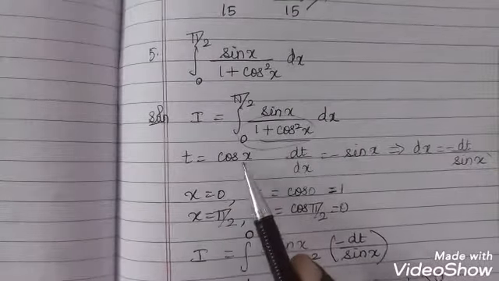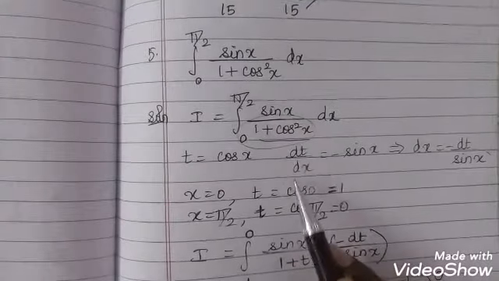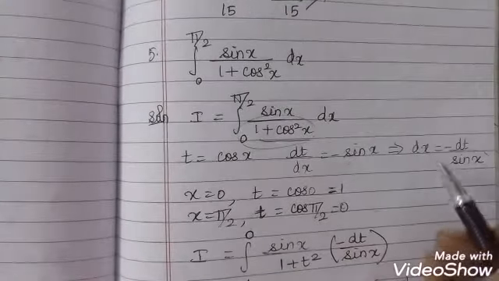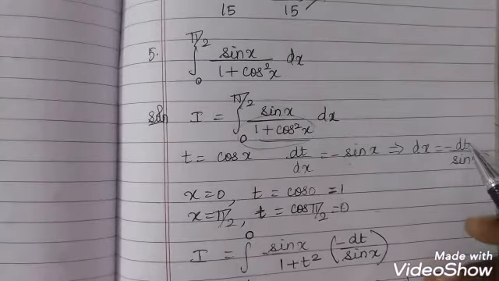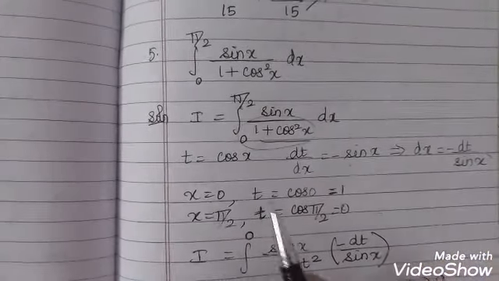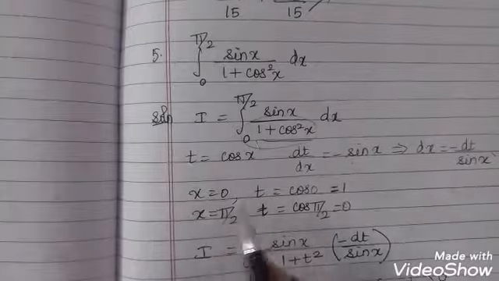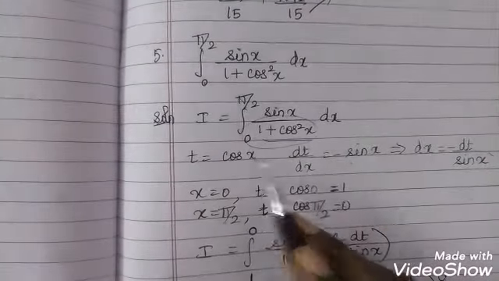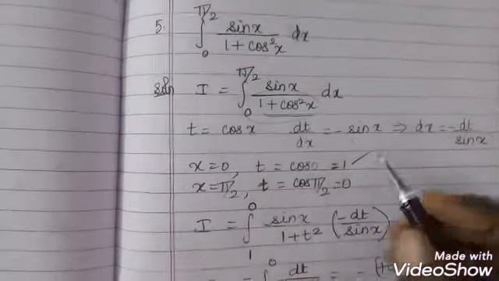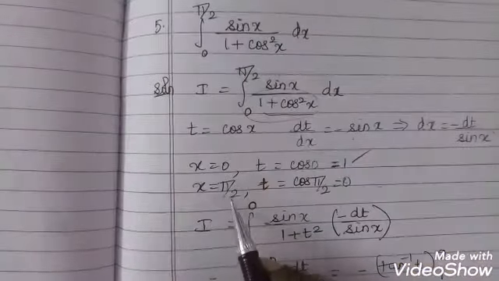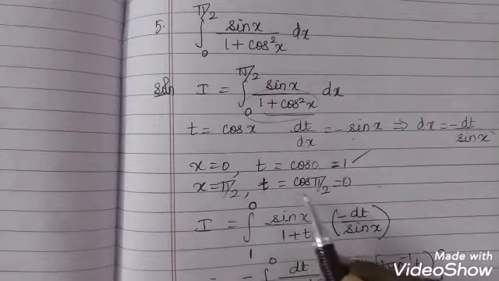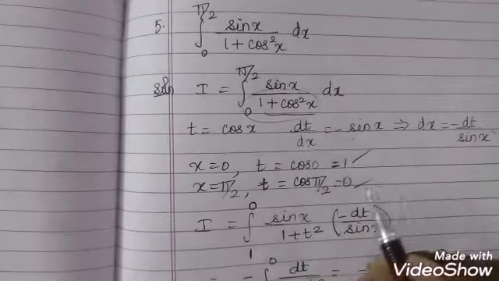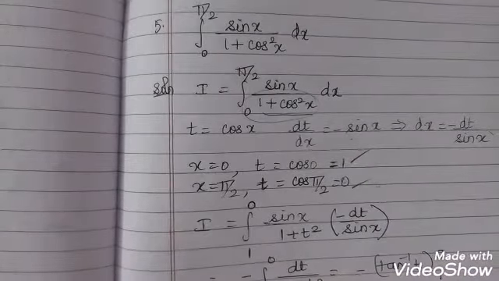So you will put t is equal to cos x. dt by dx is equal to minus sin x you will get here. So what is your dx equal to? Minus dt divided by sin x. Now we will correspondingly change the limit here. When x is equal to 0, your t is equal to cos 0, that's nothing but equal to 1. Upper limit, when x is equal to pi by 2, t is equal to cos pi by 2. What is cos pi by 2 equal to here? It's nothing but equal to 0.